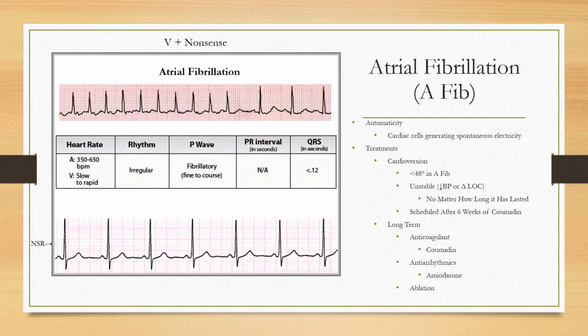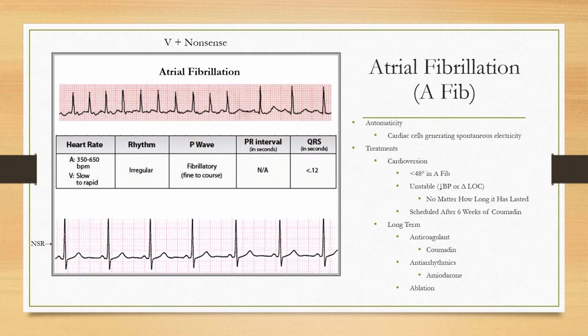Atrial fibrillation is a condition where you usually have an enlarged atrium. Typically, it's the left atrium from congestive heart failure, and the left atrium becomes distended and enlarged, and that stretches the nerve fibers of the atrium, and they become really irritable, and they start to release a lot of electrical activity from the atrial nerve fibers. And they're fibrillating.